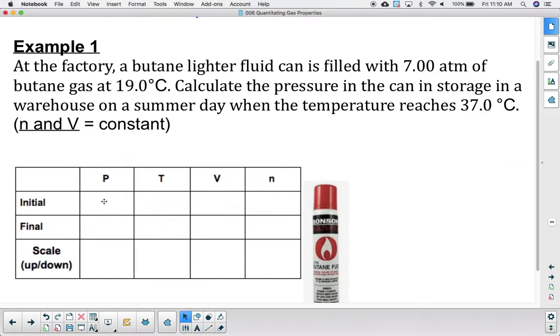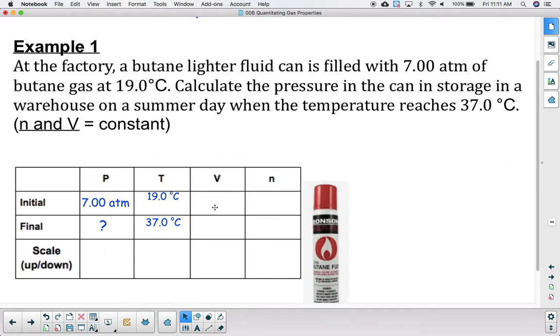The 7 atmospheres represents a pressure, so we're going to put that in the initial pressure box. The 19 degrees Celsius represents a temperature, so we'll put the 19 degrees Celsius there. We are then asked to calculate the pressure, so we don't know what the final pressure is going to be, in the can in a storage warehouse if the temperature reaches 37 degrees Celsius. So I'll put that in for my final temperature.